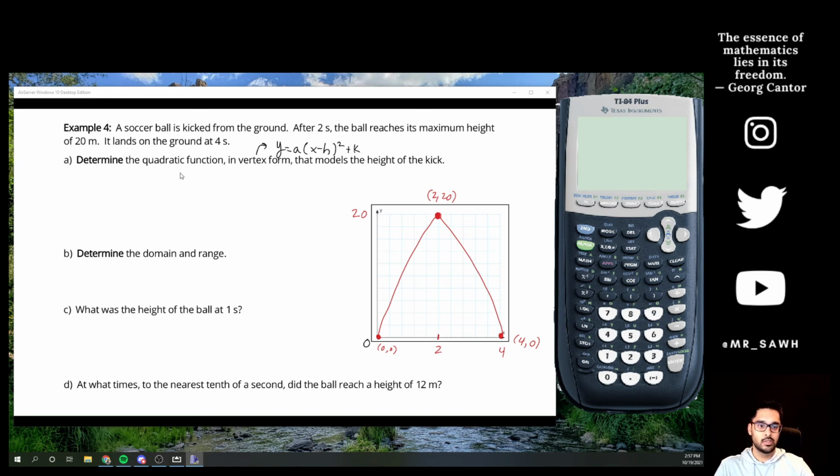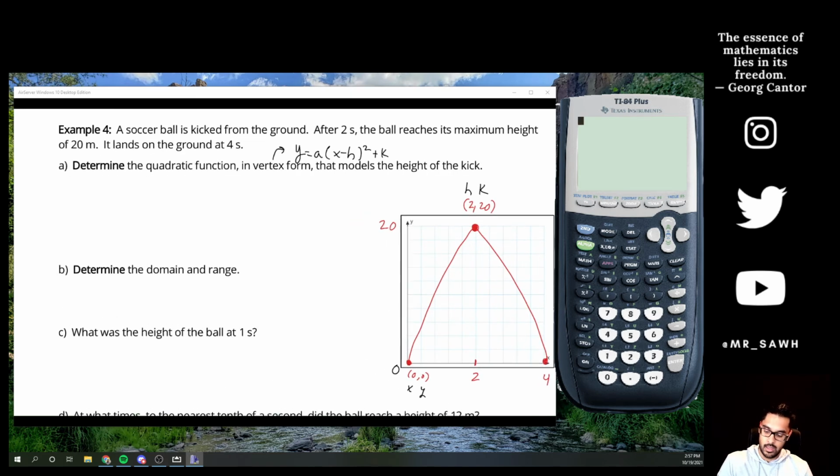Now what I'm asked to do is determine the function in vertex form that models this. And it's the same thing that we did before. As long as I have a vertex, which I do, right? I've got h and k, and I have the y-intercept or some other point. I've got a y-intercept of 0, 0. So I know x and y. The only thing I don't know here is a. So we're going to find it just like we did before.